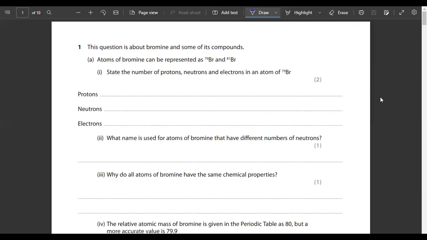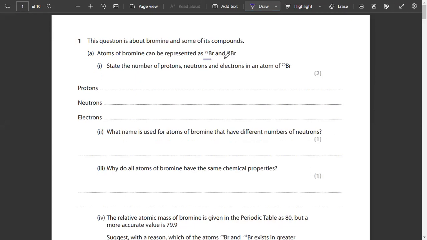So starting with the worksheet for atomic structure chapter. Now this question is about bromine and some of its compounds. Now atoms of bromine can be represented by Br79 and the other one is Br81.